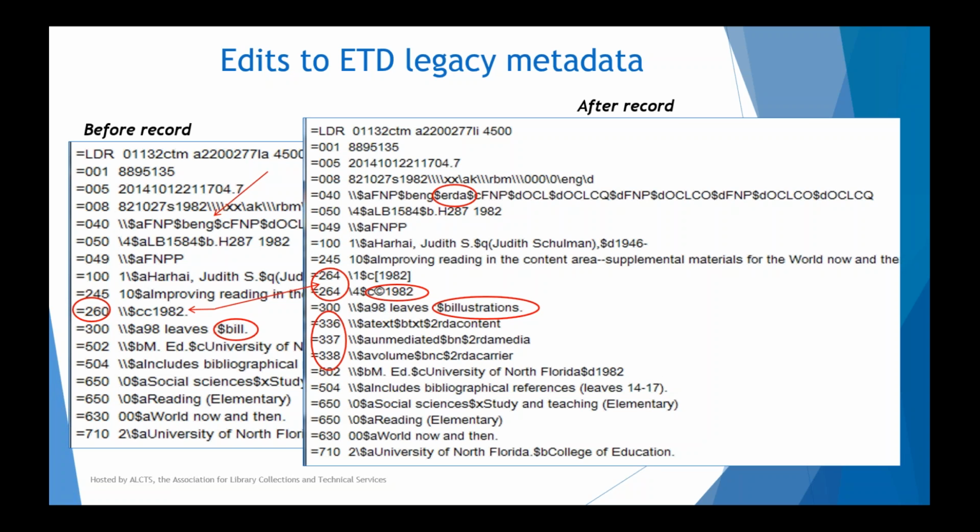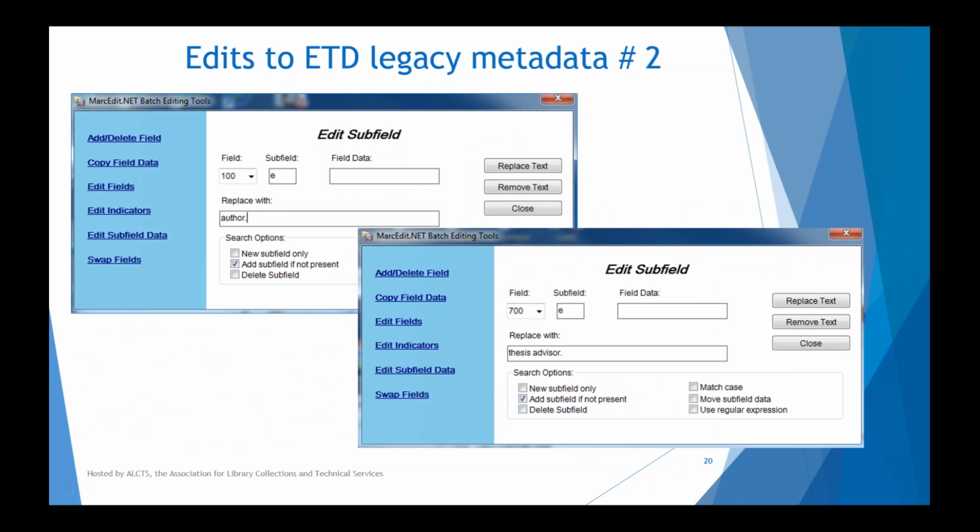In addition, the RDA fields 336, 337, and 338 for content, media, and carrier types were added to the after record, and abbreviations such as illustration were expanded. Another type of edit that can be performed in batch to ETD legacy metadata with the plugin tool includes adding relationship designators E to the authorized fields 100, 700, and 710. Relationship designators are delimiters that can be used to specify the role of the entity name in the field with the work described. Examples of relationship designators that can be useful for ETDs are author, thesis advisor, and/or degree-granting institution.